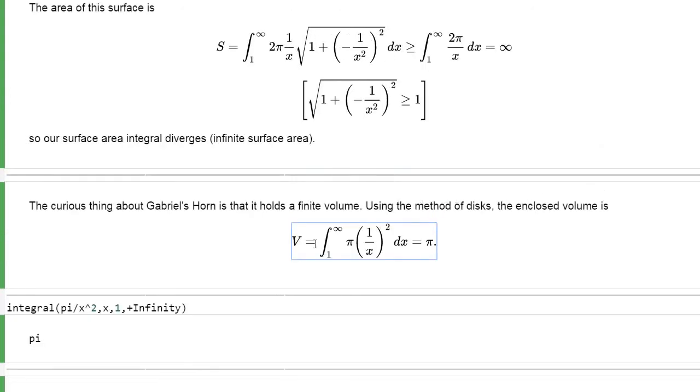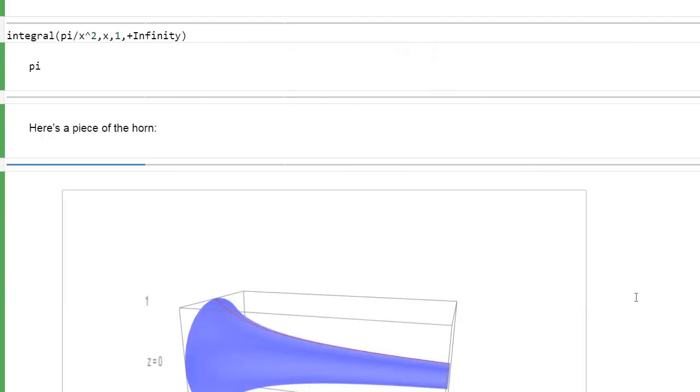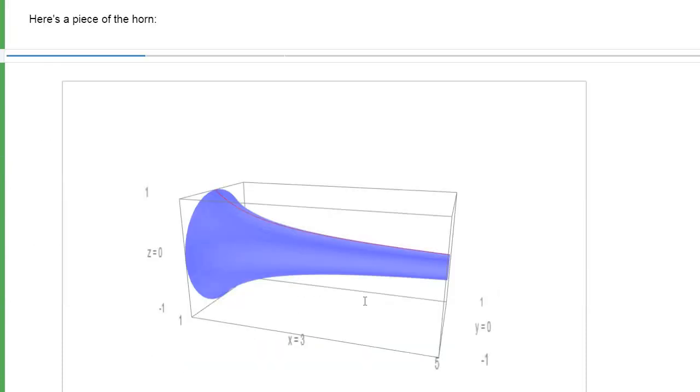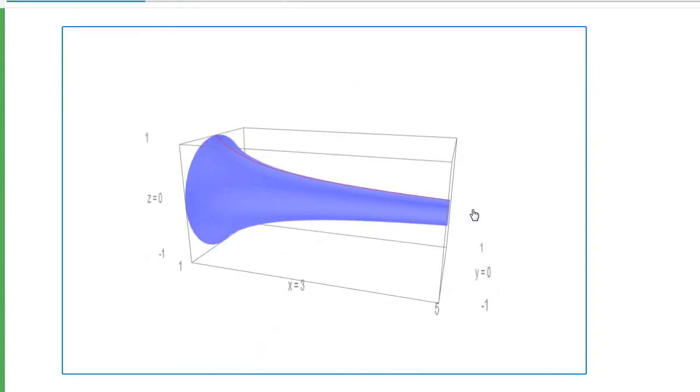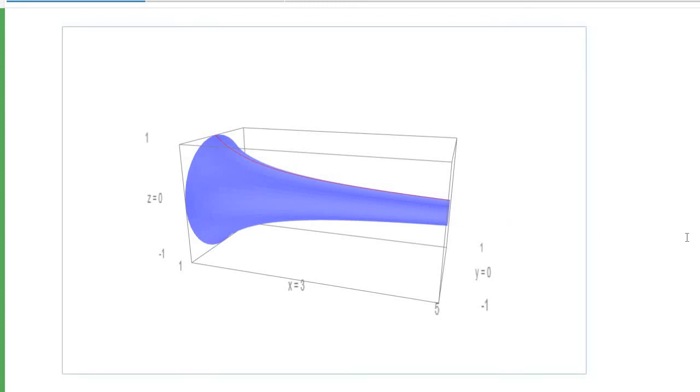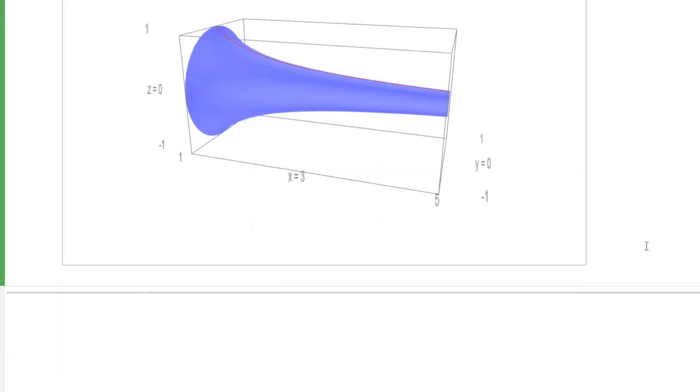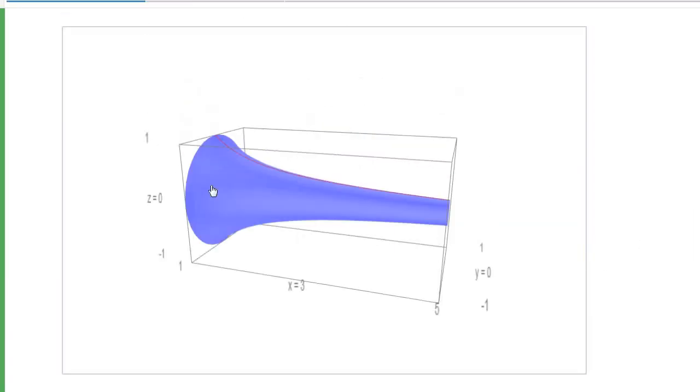So you can fill the horn up with paint. If you have pi units of paint, cubic units I guess, you can fill the horn up. But you can't paint the surface of it. Strange. Don't think about that too hard. Here's a piece of the horn. You have to imagine this horn goes off to infinity. The mouthpiece gets smaller and smaller, which is why it's called Gabriel's horn. He being an angel, he can have his mouth at infinity and blow on this horn. I didn't make up the name. Okay, so there are some examples of arc length and surface area.